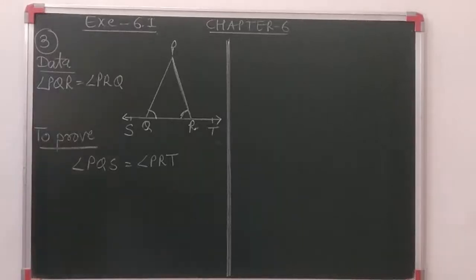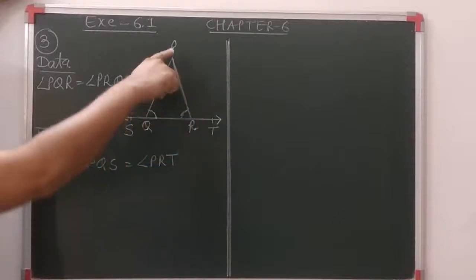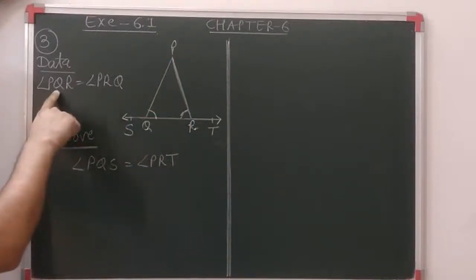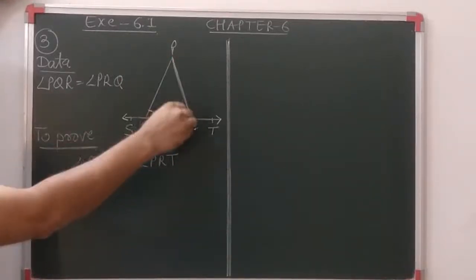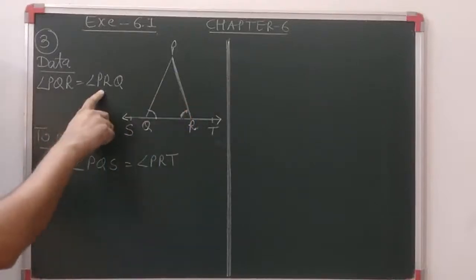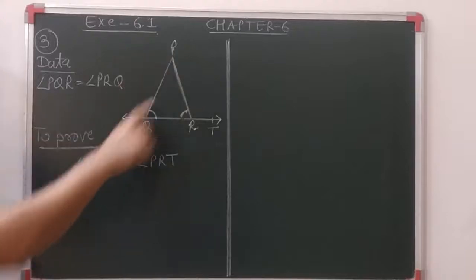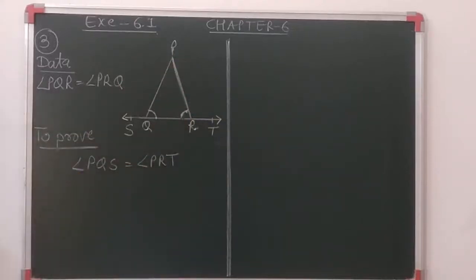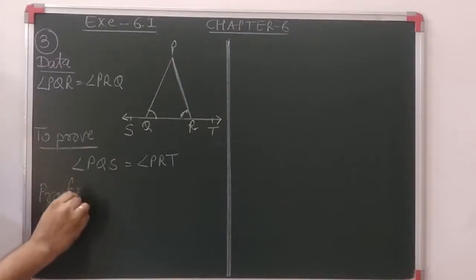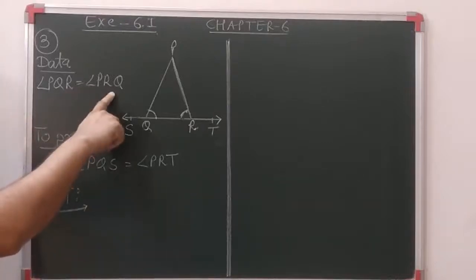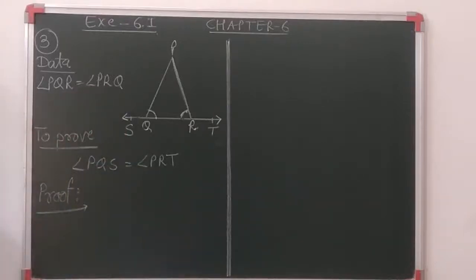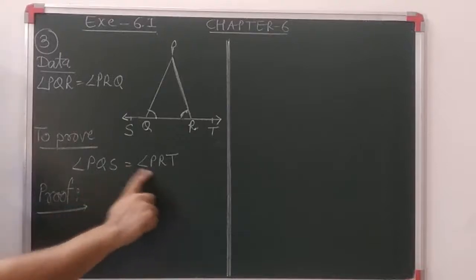Let's see the third question. It is given in the question that this is the diagram PQR, where these two angles, PQR, this one, and PRQ, this one, are equal. So we have to prove that angles PQS and PRT are also equal. So let's prove this. These are the prove-that sums. Whatever data is given, we'll use to prove this. Now let's see how we can prove these two are equal.